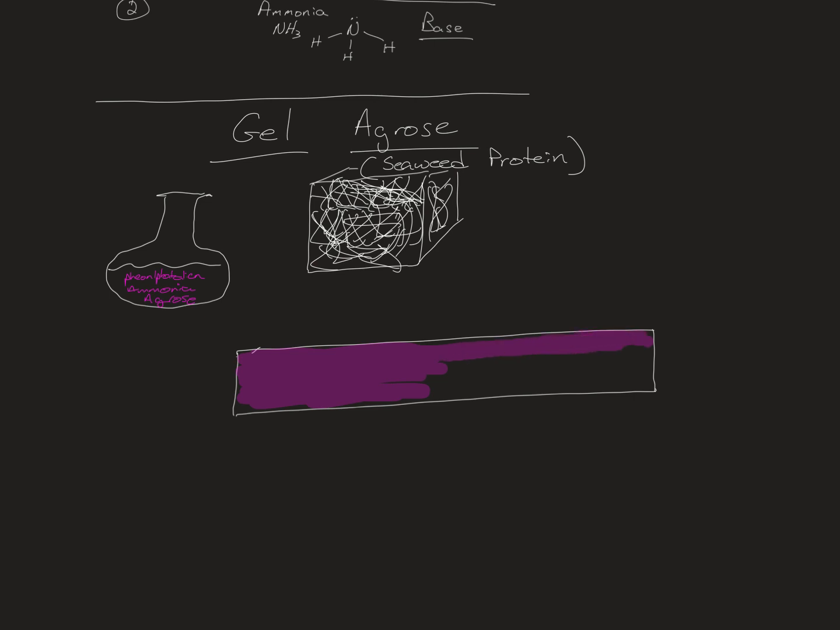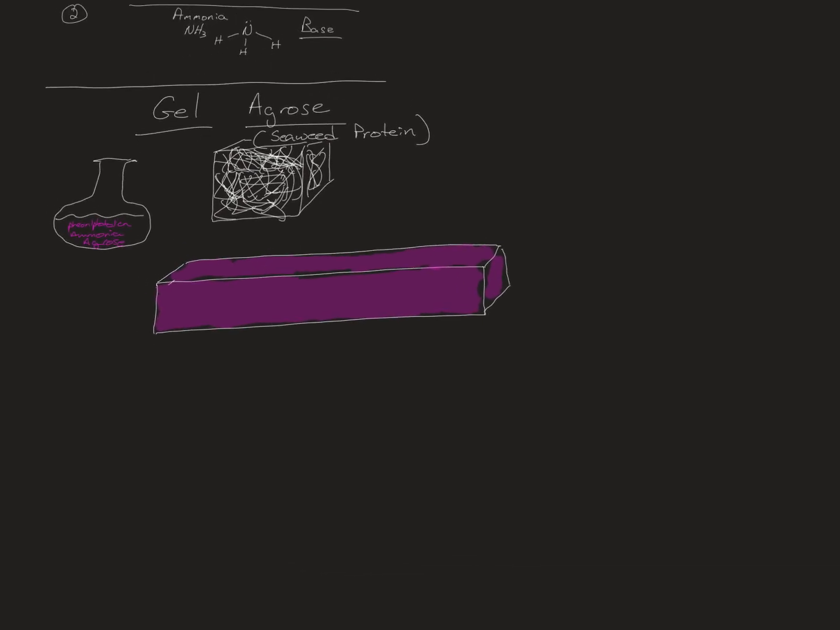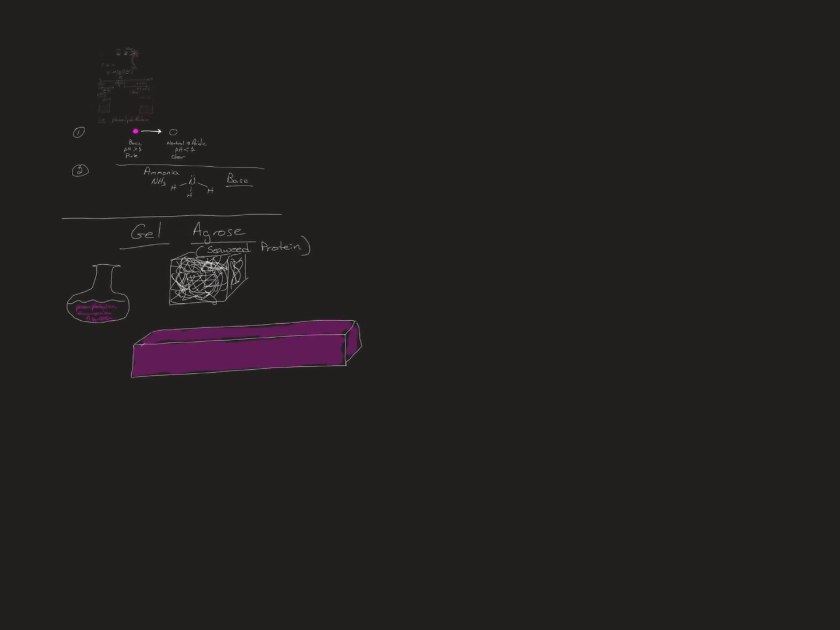So as long as the gel is basic, as long as it's pink, it'll be pink. So we got this big slab of agarose gel that's kind of solidified, like Jello that you eat at home. Some of you've eaten at home, and it's pink, so that's great.